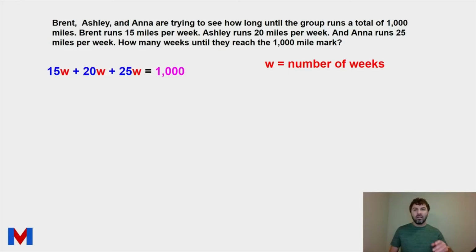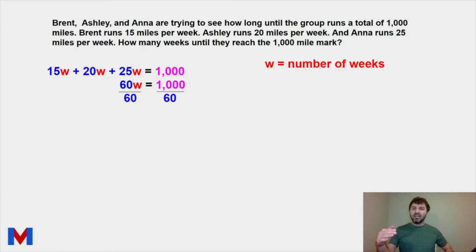All right, solving this, the first step, I'm going to combine all those like terms there. And if you're not sure how to combine terms, then go watch our combine terms video. All right, 15W plus 20W plus 25W is 60W. All this is saying is that for each week, that group is running 60 miles. Okay? So now we do the inverse operation, the opposite operation of times 60, which is divide by 60.